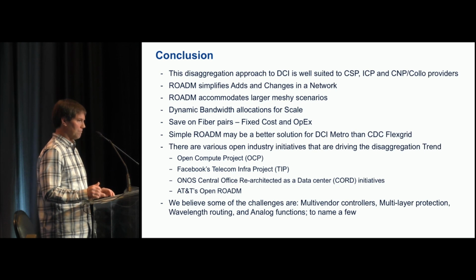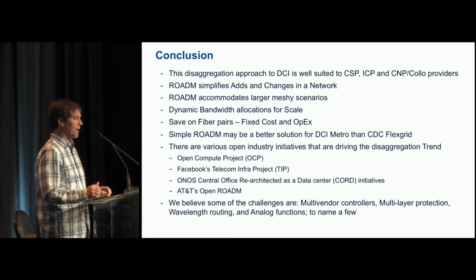And I think from a metro perspective, simple fixed grid ROADM, with the ability to use new modulation techniques to increase the amount of bandwidth spectrum for a given pair of fibers, is probably a better way to go from a cost perspective than trying to go to a full CDC flex grid architecture, unless super channel is very, very important to you for whatever reason.